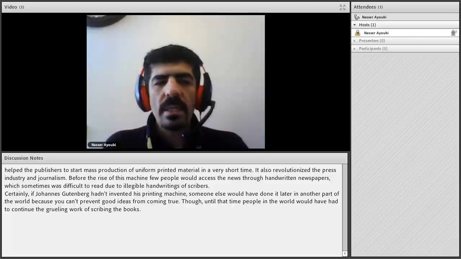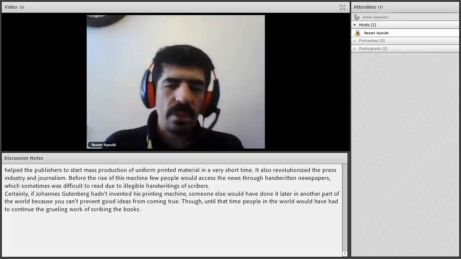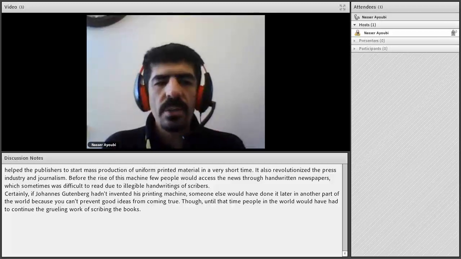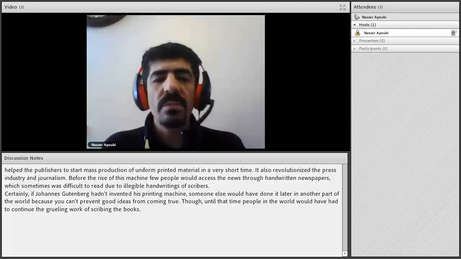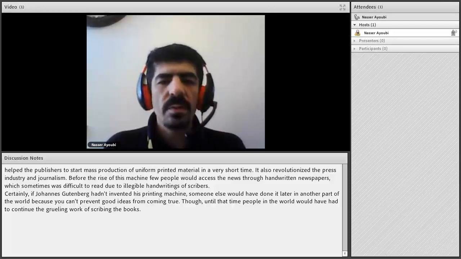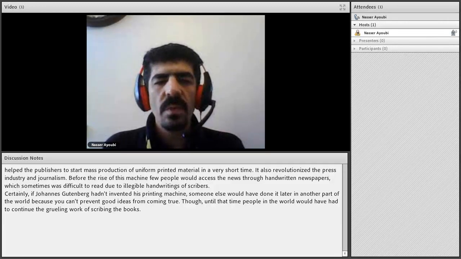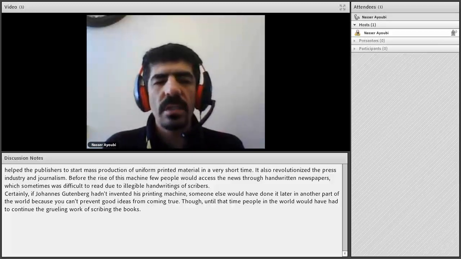The machine that Gutenberg created was made of metal, and that is why it was more powerful and faster than the previous version. It helped the publishers to start mass production of uniform printed material in a very short time. It also revolutionized the press industry and journalism. Before the rise of this machine, few people would access the news through handwritten newspapers, which sometimes were difficult to read due to the illegible handwriting of scribers.